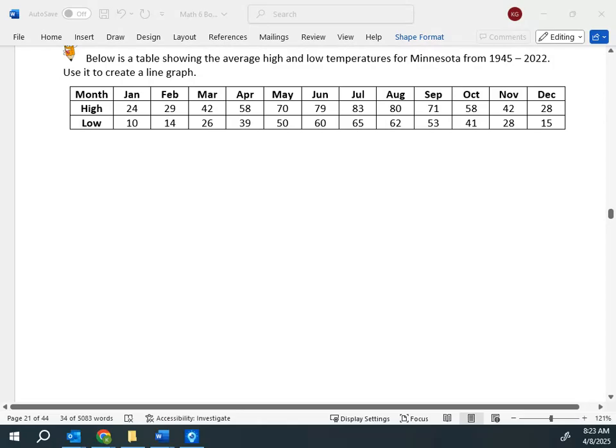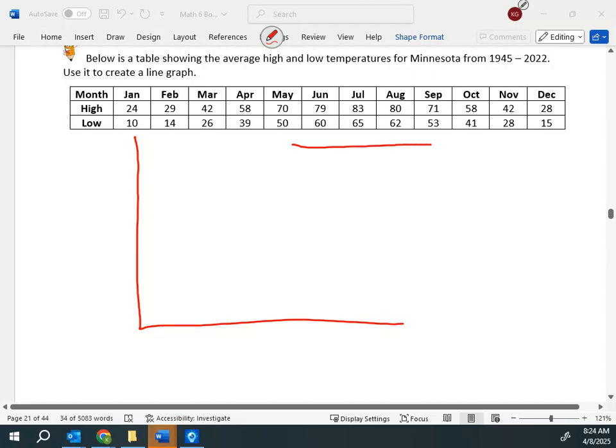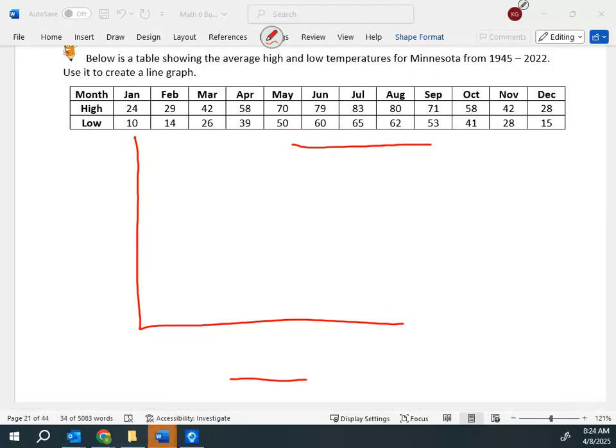It says below is a table showing the average high and low temperatures for Minnesota from 1945 to 2022. Use it to create a line graph. We are actually going to make 2 line graphs. One that shows the highs and one that shows the lows. Just like when we created one for the birthdays, you want to give yourself a title. You want to label what's on the bottom. You want to label what goes up the left.